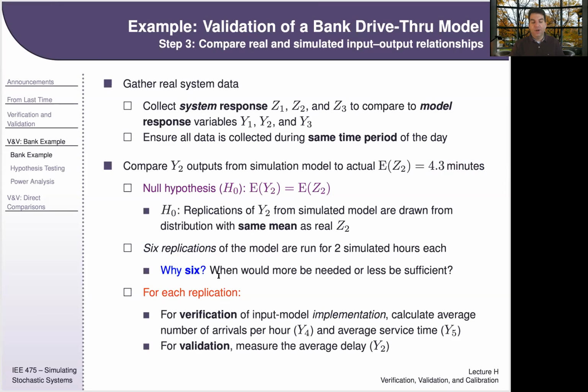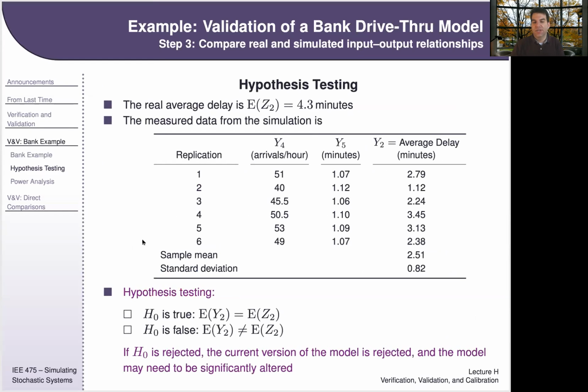I might need to run more replications for reasons that we'll see moving forward. And then for each replication, the verification step is I can actually see, did I generate exponentially generated inter-arrival times? Did I generate normally distributed service times? I can do verification. As long as they both look exponential and normal, then I can move forward to the validation. The validation step is actually seeing what is the delay that comes out of my simulation at the very end, and how does it compare to 4.3? So I get a data set that looks like these data right here.